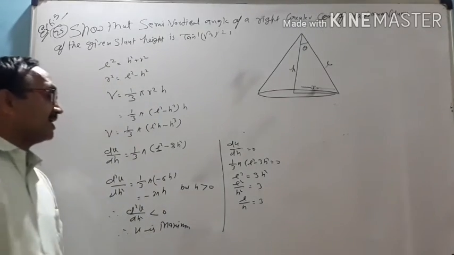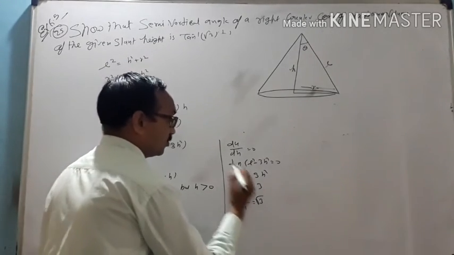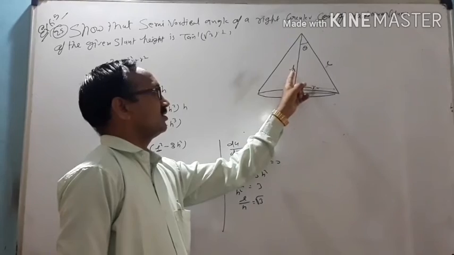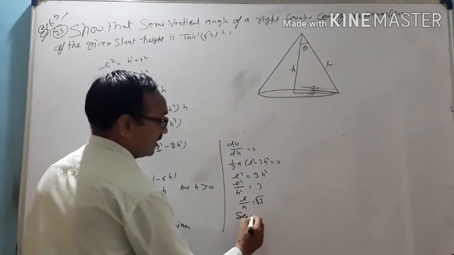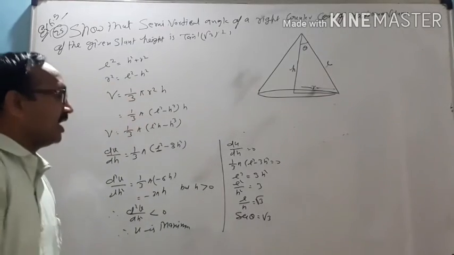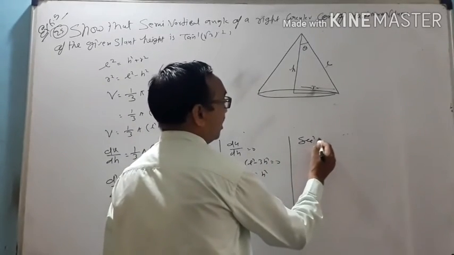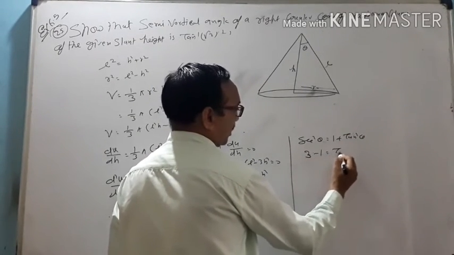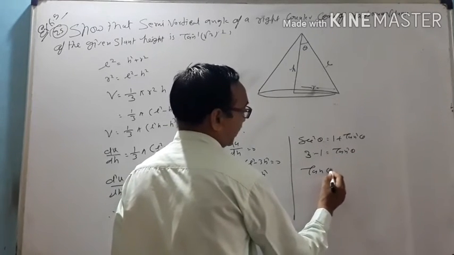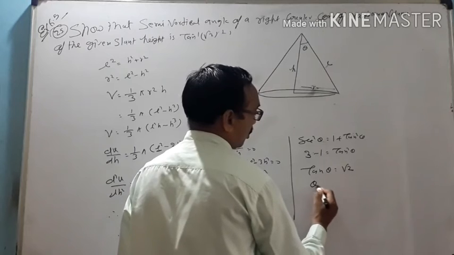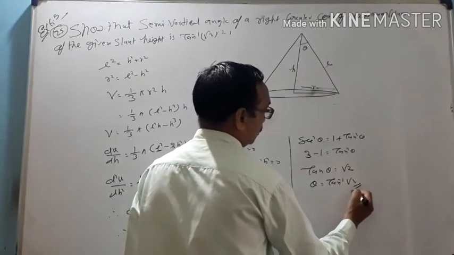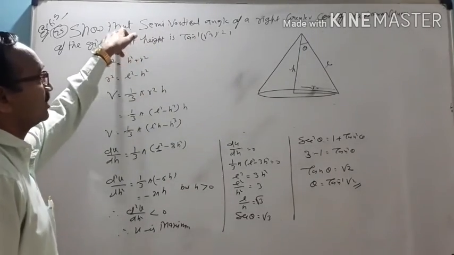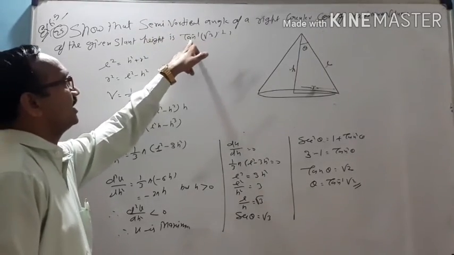So in this triangle, what is l and what is h? Hypotenuse upon base is sec theta. Sec theta is equal to root 3. But you know sec square theta equals 1 plus tan square theta. So 3 minus 1 equals tan square theta, or tan theta is equal to root 2, or theta is equal to tan inverse root 2. So this is its semi-vertex angle, which we had to prove.